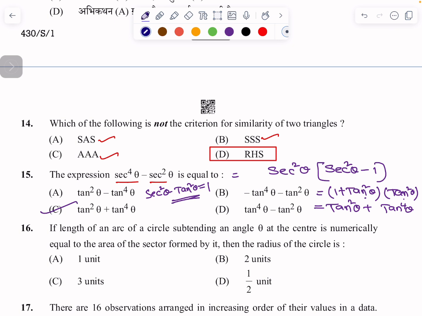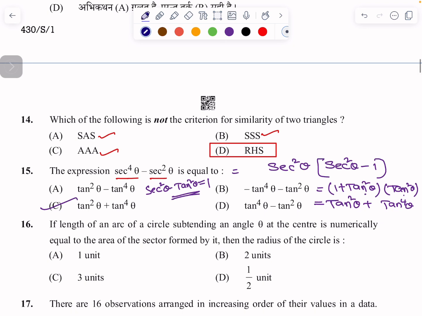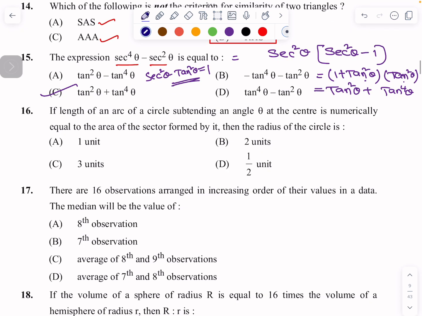If the length of an arc of a circle subtending an angle theta at the center is numerically equal to the area of the sector formed by it, then the radius of the circle is, okay. If the length of an arc of a circle subtending an angle theta, then how do you find this? How can we find the length?